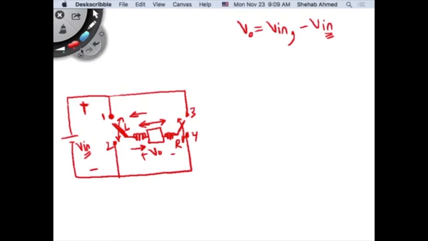Another way to look at it: how about if I connect this arm to 1 and this arm to 3? What do I have across my V output? Yeah, I would have 0. How about if I have this arm connected to 2 and this arm connected to 4? 0. So this converter topology allows me to get an output voltage V output equal to V input, or minus V input, or 0. So I can get 3 levels of output.